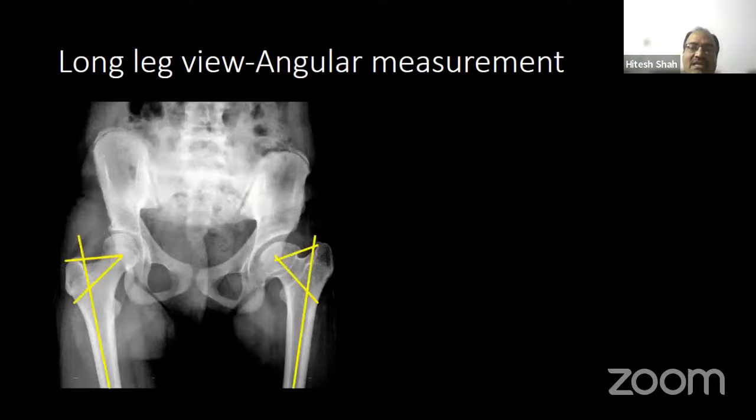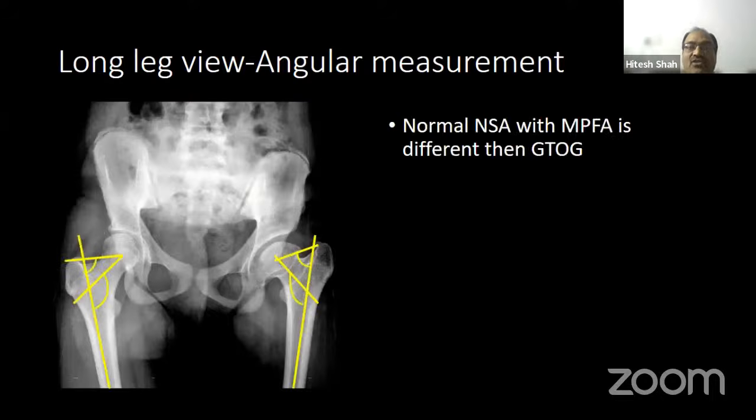What you need to check is the third scenario: the normal neck shaft angle with the MPFA abnormal. The MPFA is reduced on the affected side, and then that will be pure greater trochanteric overgrowth. So there are three scenarios.